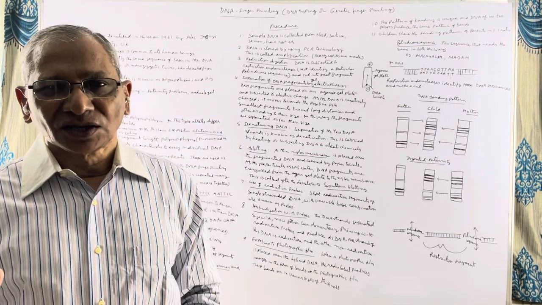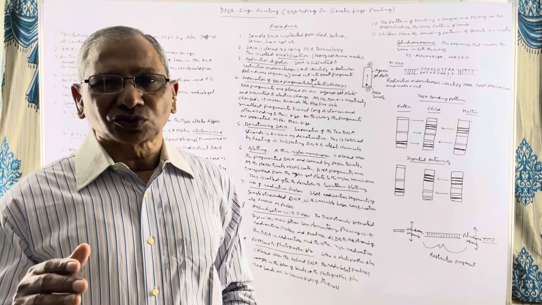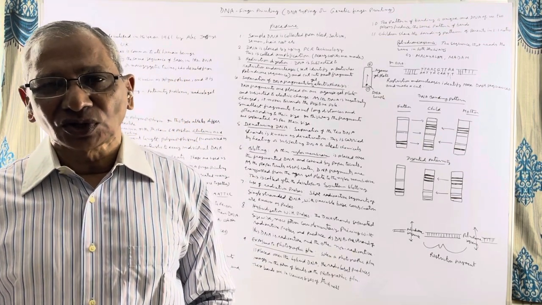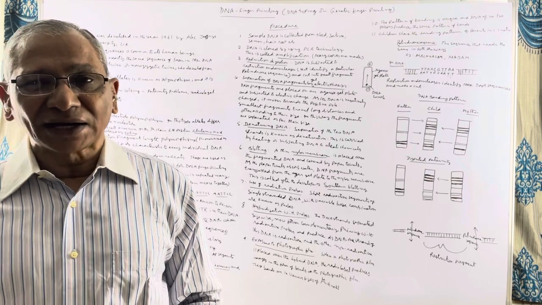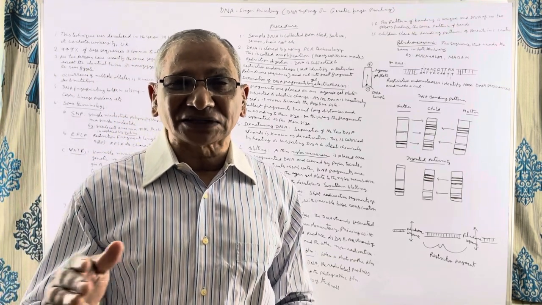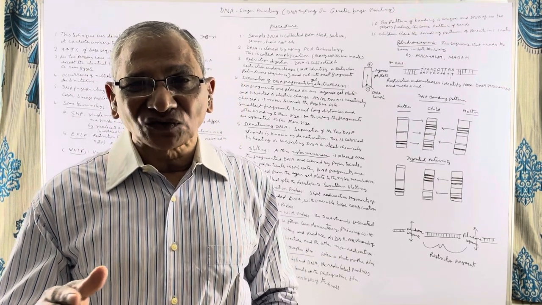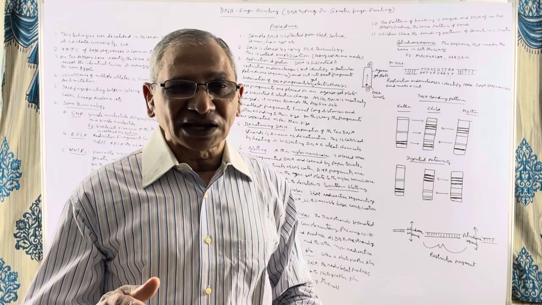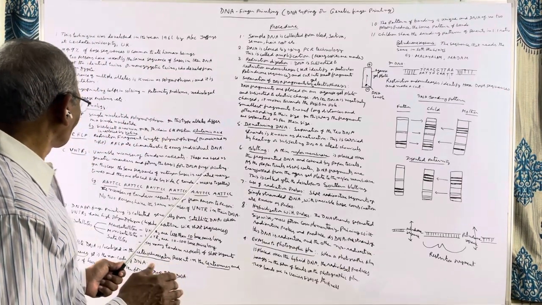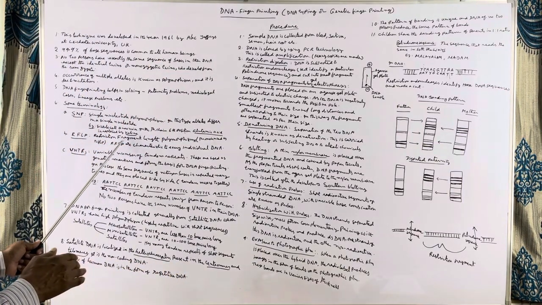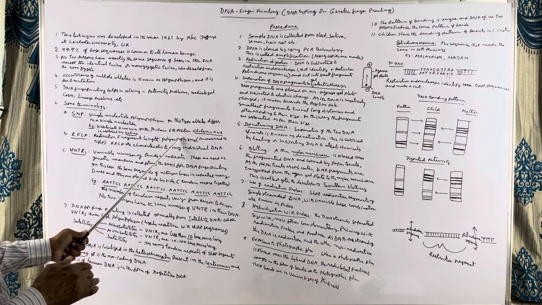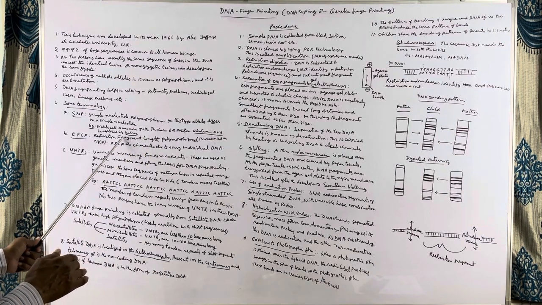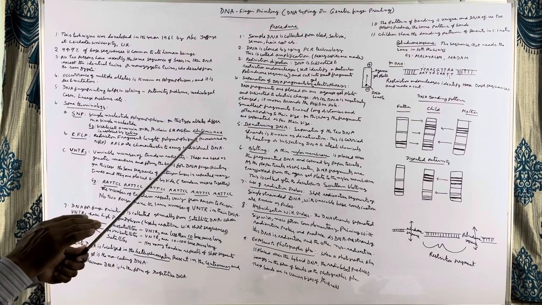Like that, when you use restriction endonuclease, a DNA molecule is cut into a number of fragments. And these fragments are not of equal length. Their length varies. The length of each fragment will be different. Why? I will come to your point. Restriction fragment length polymorphisms. See the word length polymorphism. I have told you the restriction fragments are not of the same length.